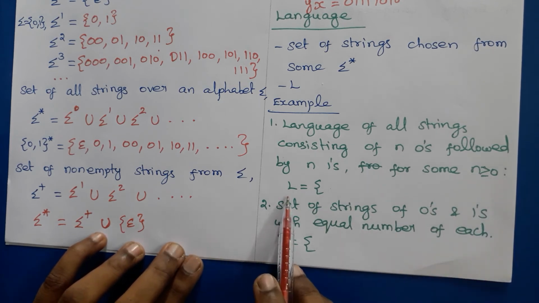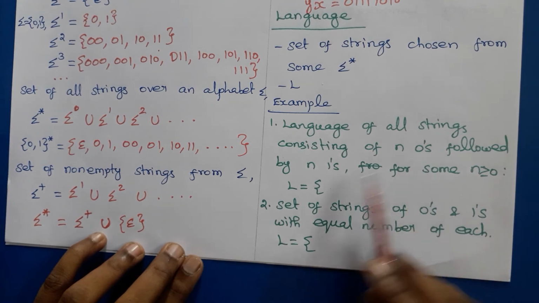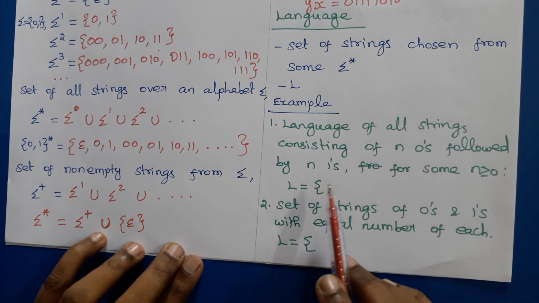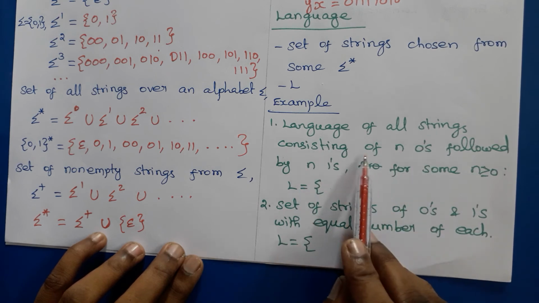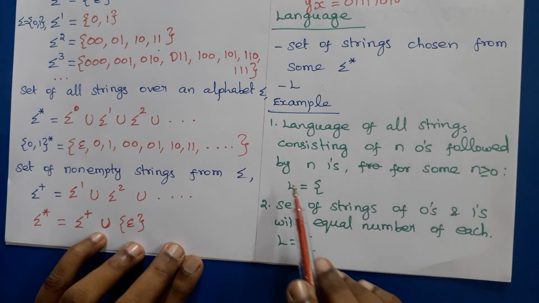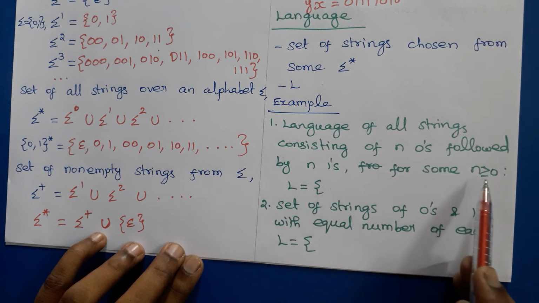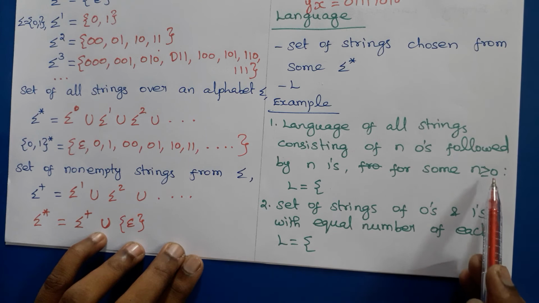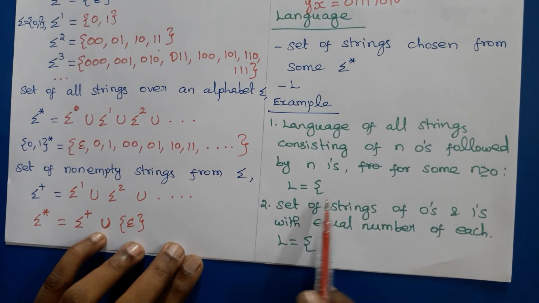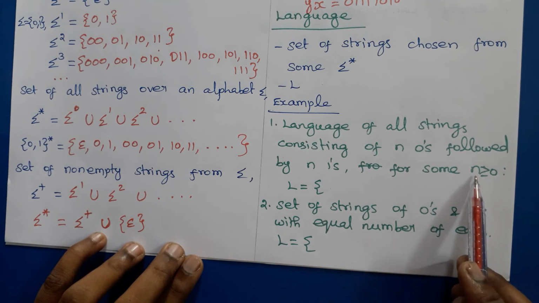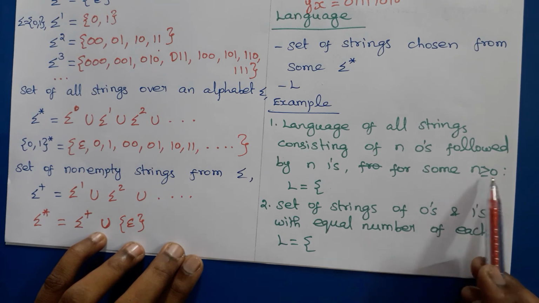So we need to write L. Here the alphabet is 0 and 1, right? So 0 and 1 means we need to take the binary alphabet. So the language of all strings consisting of n zeros followed by n ones for some n greater than or equal to 0. L, the language, means a set of strings should be written over here. So first, n is greater than or equal to 0.